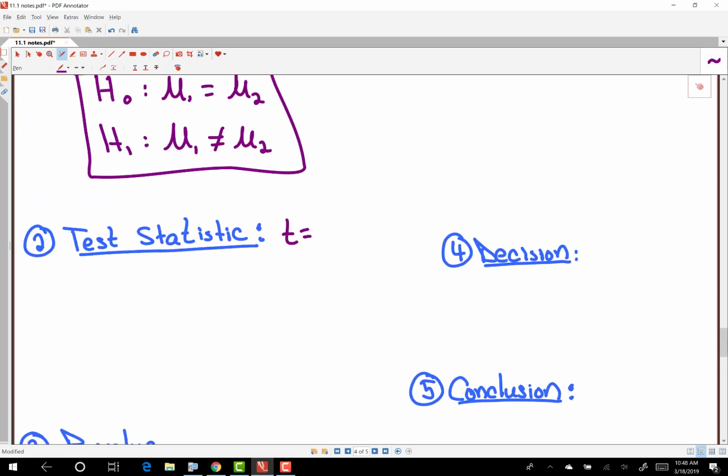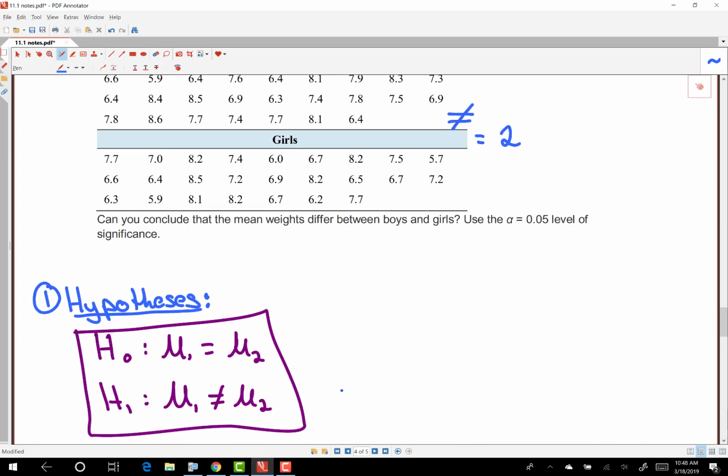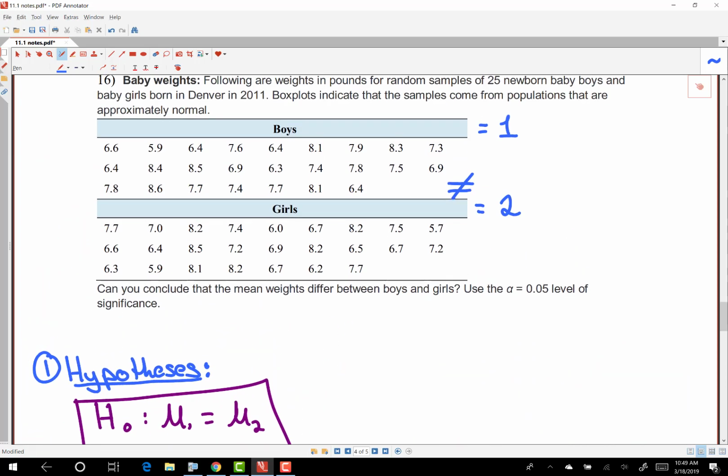To make our decision, we're going to go to our calculator, and we're going to clear out list 1 and list 2 and put these values in. And so in list 1, put the boys, and in list 2, put the girls. And I'm assuming you don't need to see me input those values, so I'm going to pause my video, input the values, and then we'll resume. So you can go ahead and input your values as well.